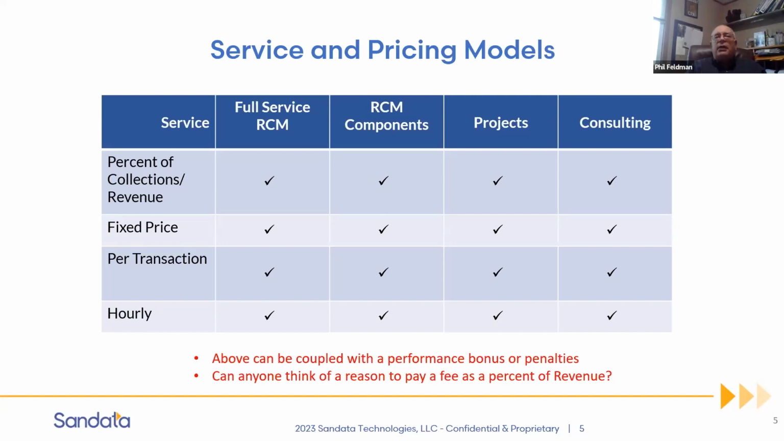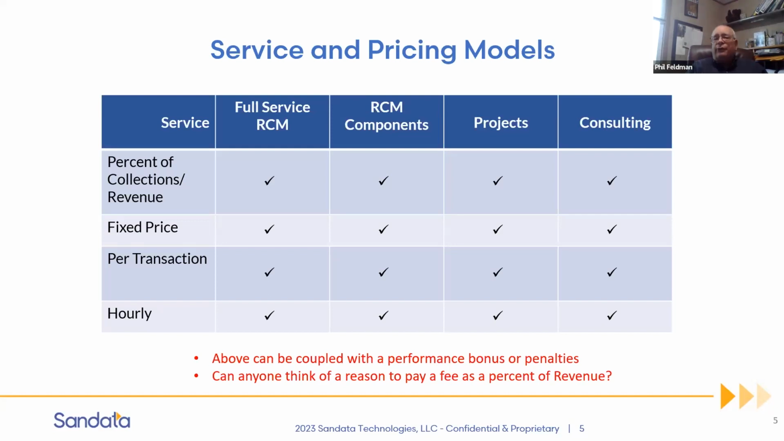And then these could be mixed and matched with each other. So, for instance, a fixed price could be within certain guardrails. Between certain volume levels, you're going to pay a fixed price per month. But then if your volume goes above that, either there's a percentage add-on or there's a per transaction charge for the volume of transactions over and above what's covered by the fixed price. Could be an hourly rate coupled with that.